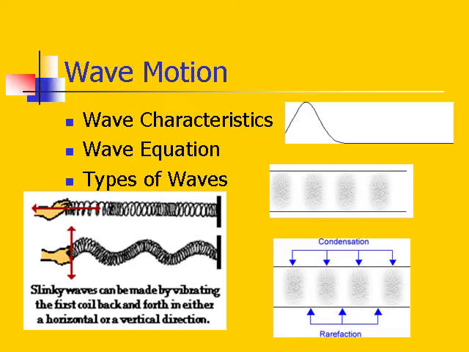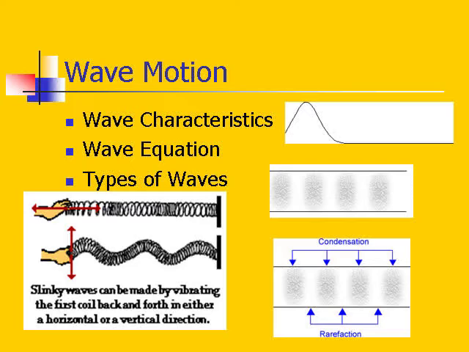First of all, wave characteristics. How do we define a wave? What are the symbols and the concepts associated with wave? Secondly, we'll have a unique equation to describe the wave motion in terms of its velocity, frequency, and wavelength, as well as we'll look at a couple of types of waves.